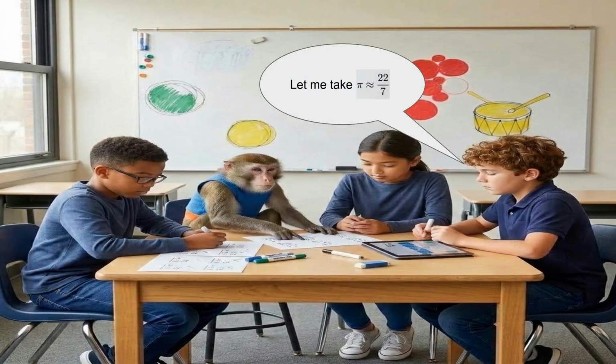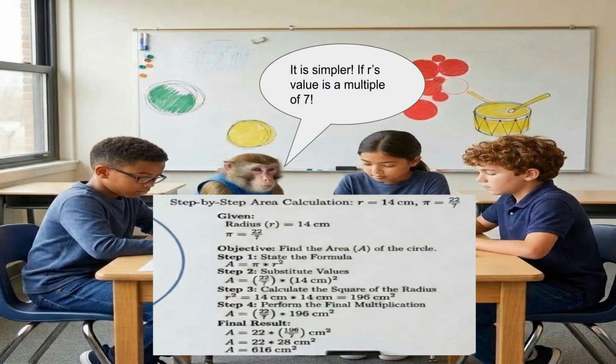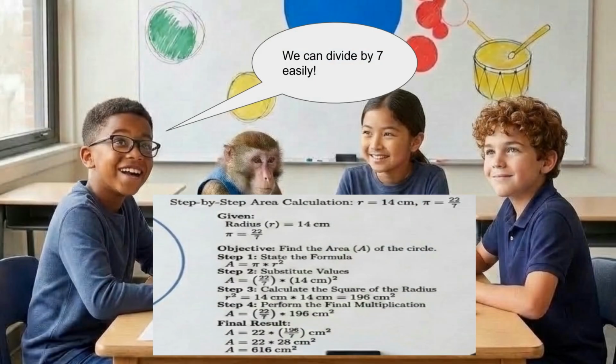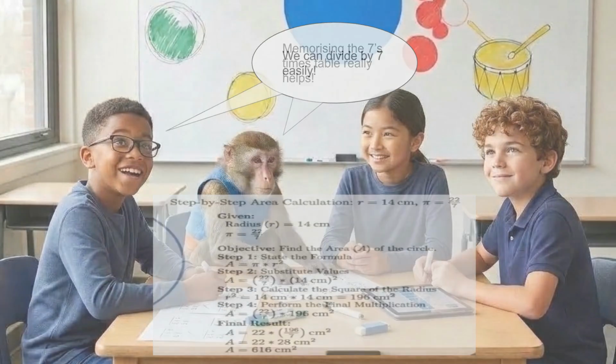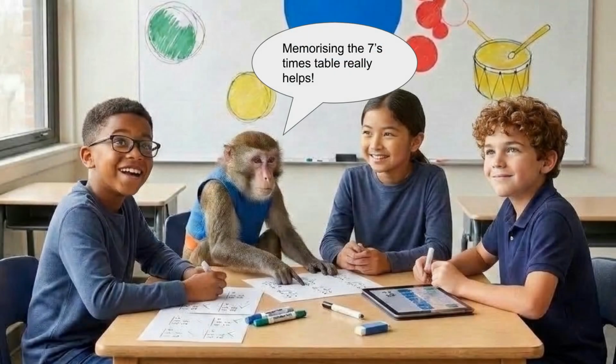Let me take pi equals 22 over 7. It is simpler. If r's value is a multiple of 7, we can divide by 7 easily. Memorizing the 7's multiplication table helps with such problems.